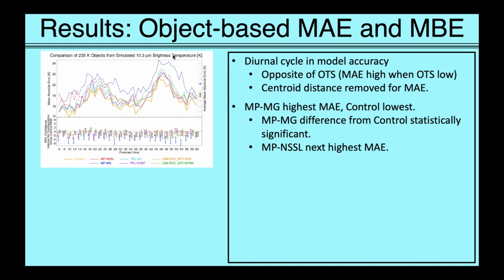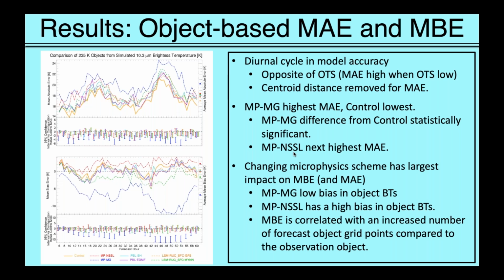So our MPMG has the highest mean absolute error, and our control is the lowest. And the difference is statistically significant. Also, the microphysics with the NSSL scheme has the next highest mean absolute error.